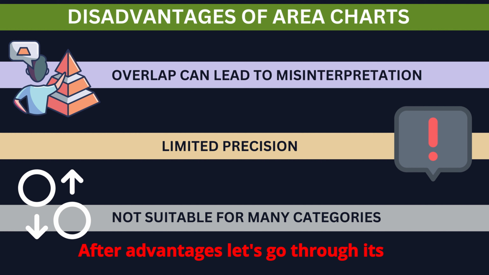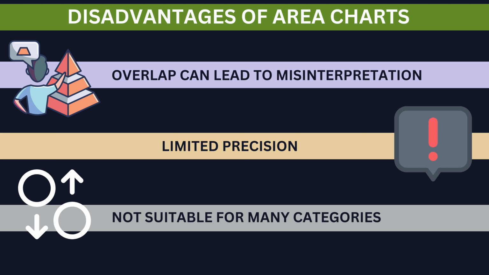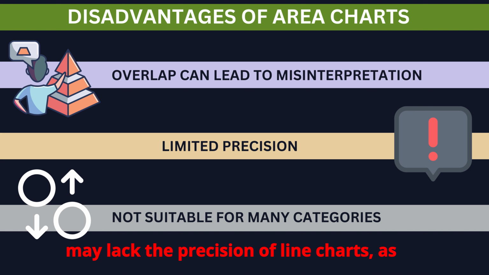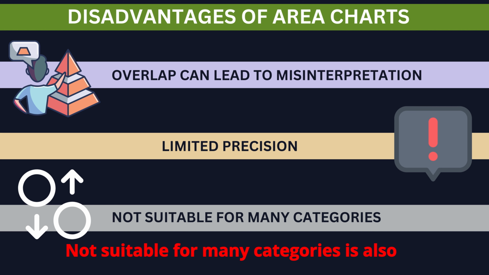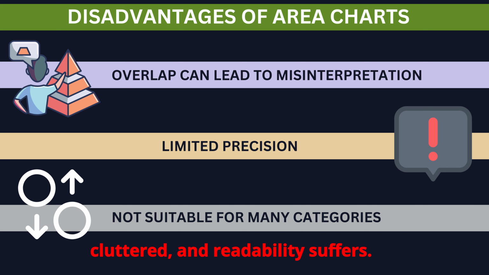After advantages, let's go through its disadvantages. First is, overlap can lead to misinterpretation. In stacked area charts, the overlapping sections can sometimes make it hard to compare individual categories accurately. Next is, limited precision. They may lack the precision of line charts, as exact values are harder to pinpoint. Not suitable for many categories is also one of its disadvantages. With multiple categories, the chart can become cluttered, and readability suffers.